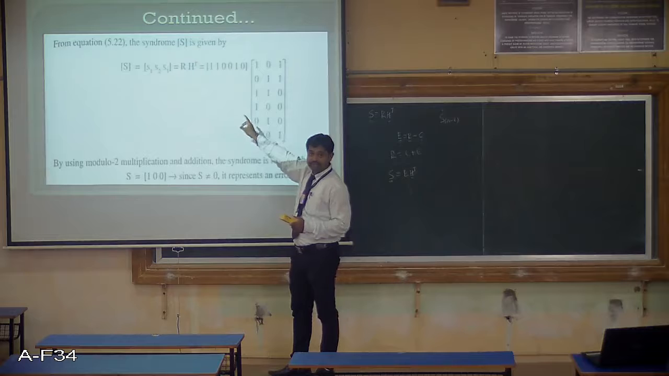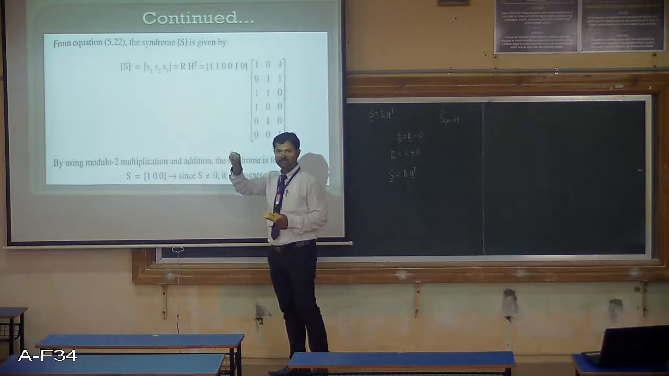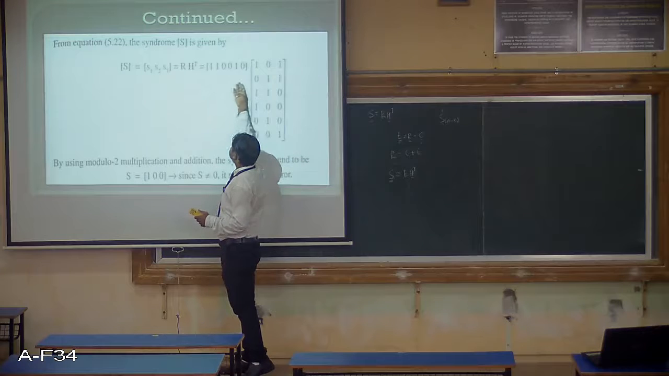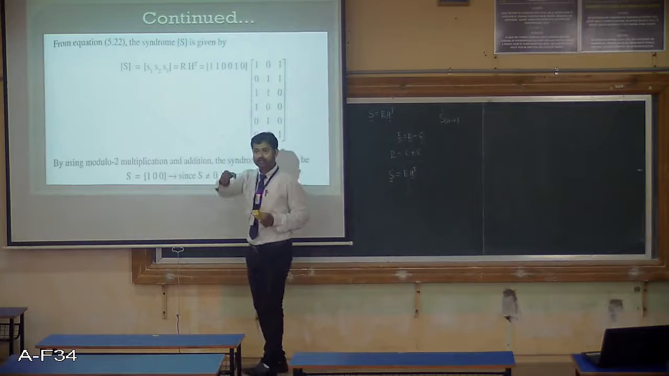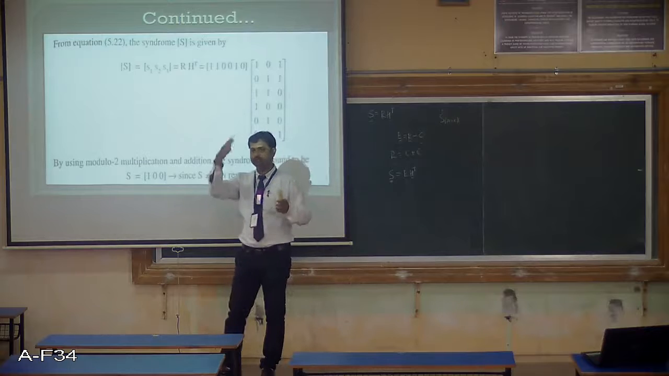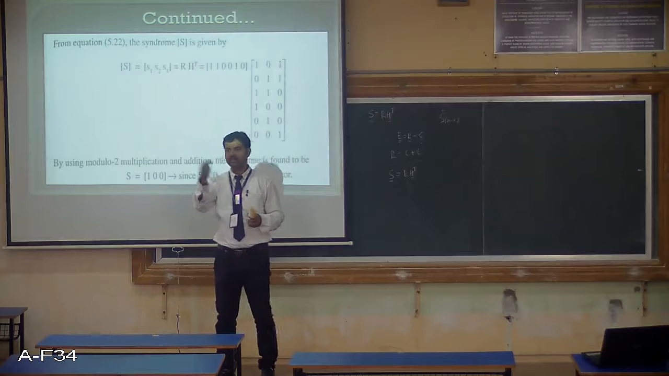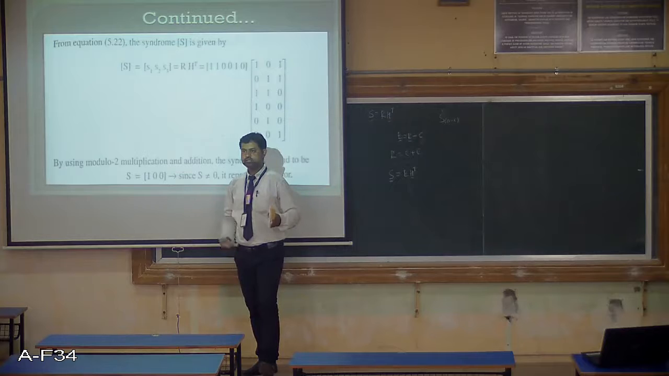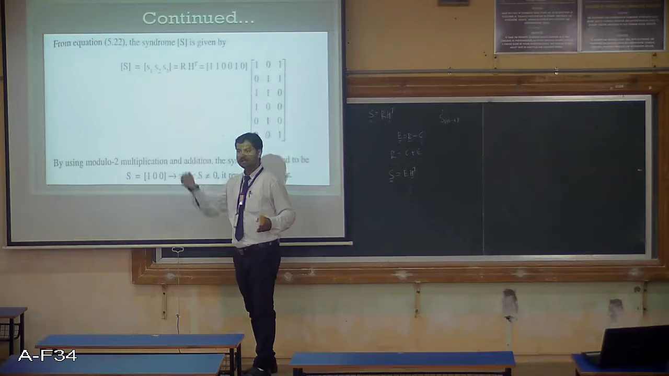The equation for S is R, the received sequence, times H transpose, the parity check matrix. So this is one received sequence I just took randomly. Already yesterday I produced some code words. For every data there is a code word, so for 8 messages there will be 8 code words. Here I randomly picked one and deliberately inserted an error.